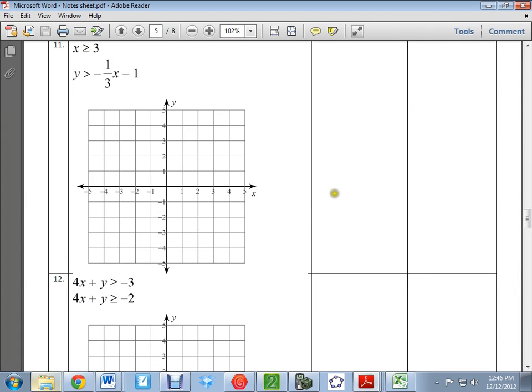So this is number 11. We are going to graph these and do all the system of inequalities stuff. The steps for doing this is to graph both lines. Then we want to shade. So after we graph both, we're going to shade very lightly on both, and then we're going to darken in the overlap.